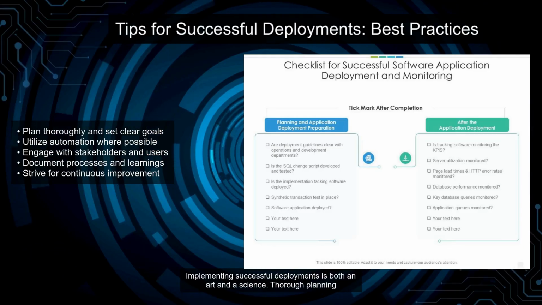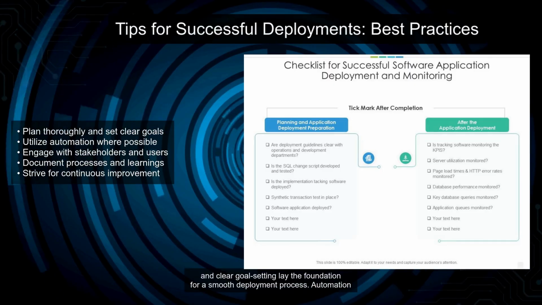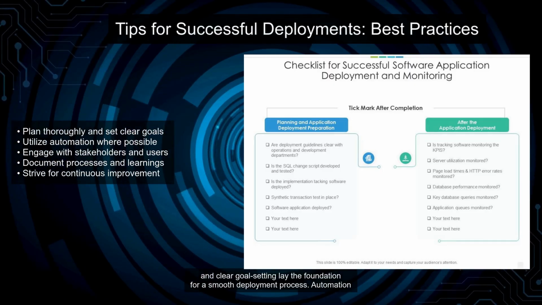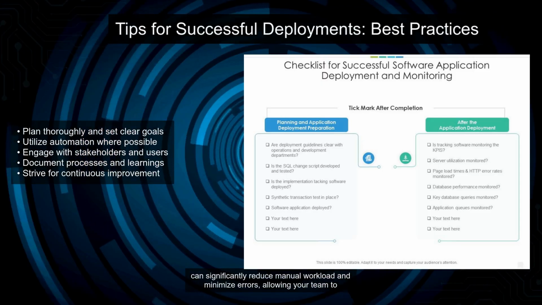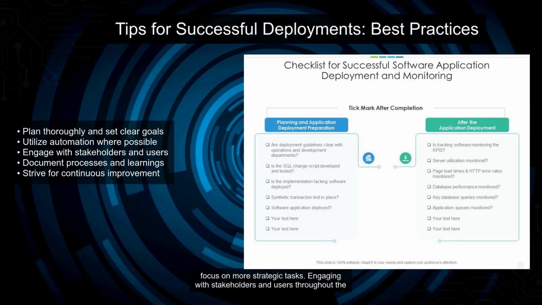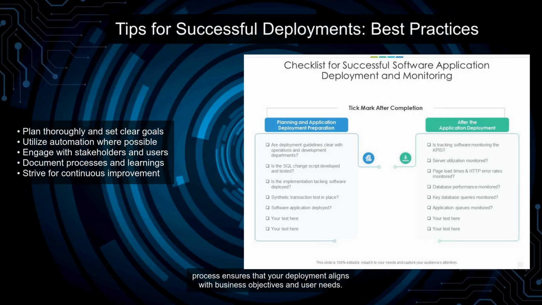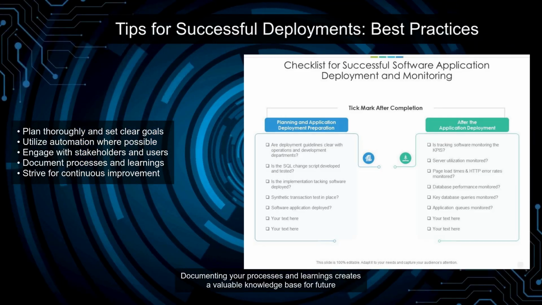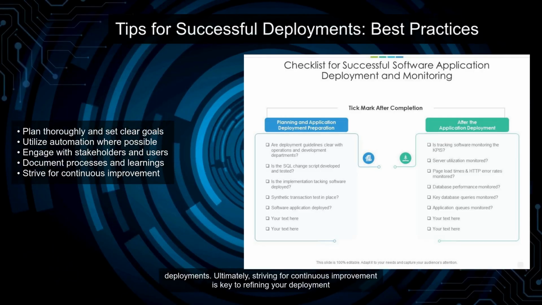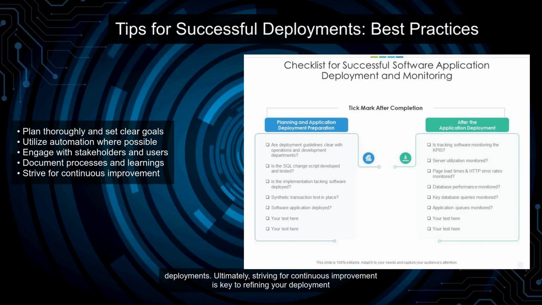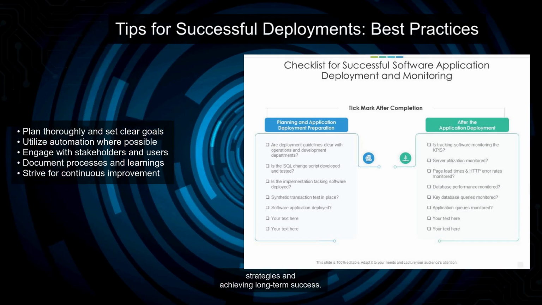Implementing successful deployments is both an art and a science. Thorough planning and clear goal setting lay the foundation for a smooth deployment process. Automation can significantly reduce manual workload and minimize errors, allowing your team to focus on more strategic tasks. Engaging with stakeholders and users throughout the process ensures that your deployment aligns with business objectives and user needs. Documenting your processes and learnings creates a valuable knowledge base for future deployments. Ultimately, striving for continuous improvement is key to refining your deployment strategies and achieving long-term success.